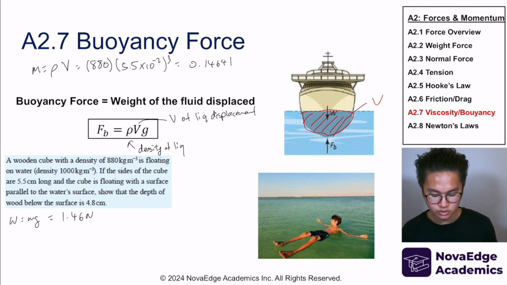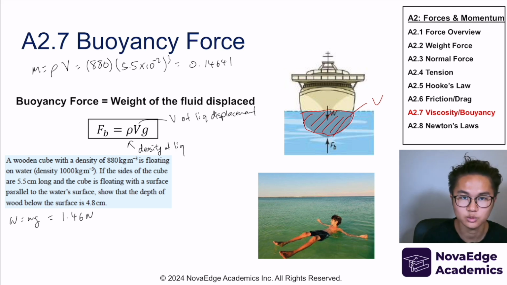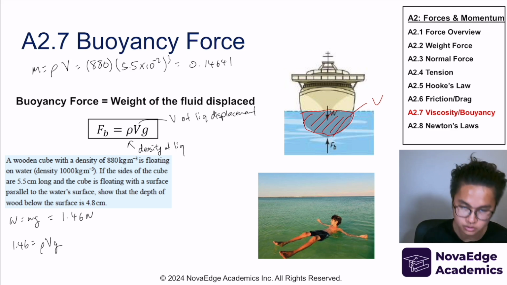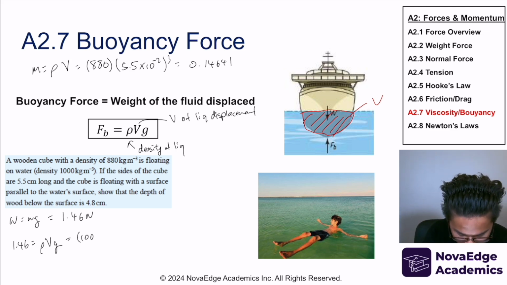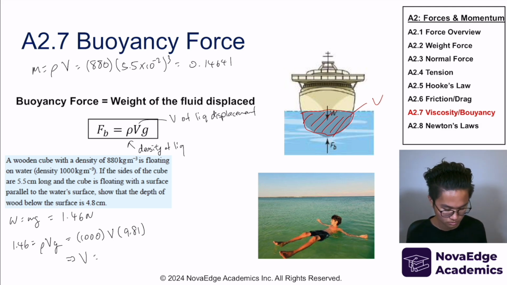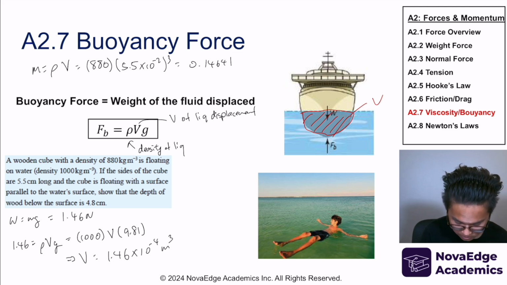Okay, now the thing is the buoyancy force has to be equal to the weight force because they are at equilibrium, which means that buoyancy force is equal to 1.46. So 1.46 is equal to rho V G. Okay, rho is equal to 1000, V we don't know, and G is 9.81. So what do we get? V is equal to 1.46 times 10 to the power of negative 4 meters cubed.